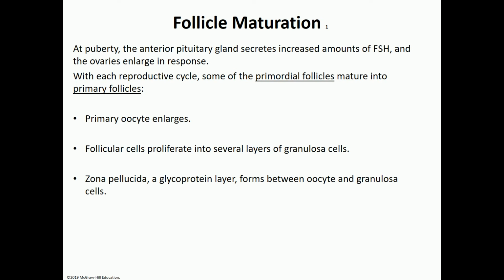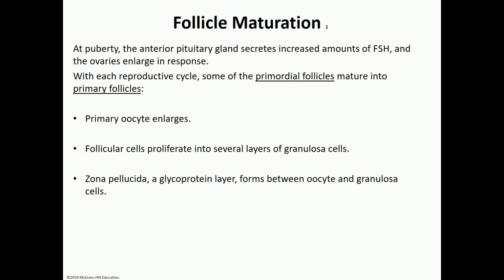Now, what happens at puberty, as we know, the hypothalamus will produce gonadotropin-releasing hormone that will stimulate the anterior pituitary to make FSH, follicle-stimulating hormone. So from the name, it is going to stimulate the whole process of follicle maturation. And you will see that with each cycle, some of these primordial follicles are going to mature into a primary follicle.